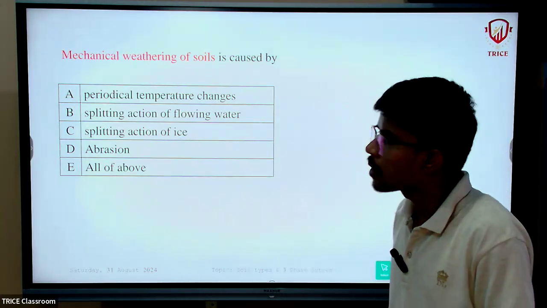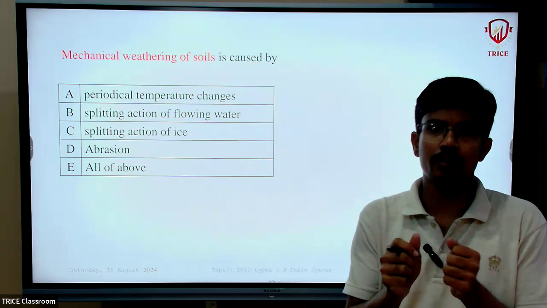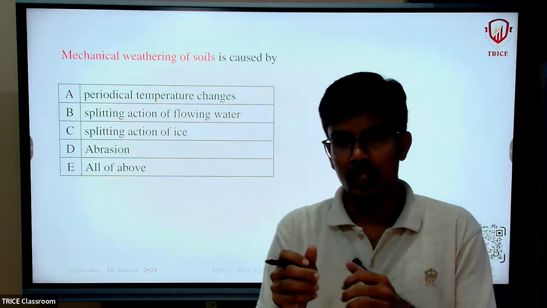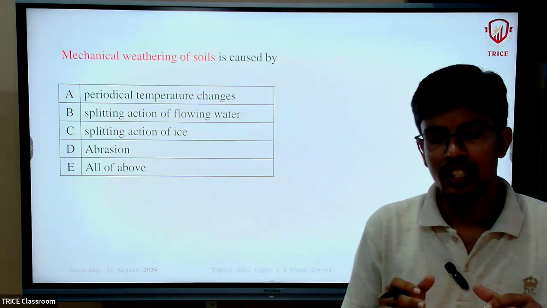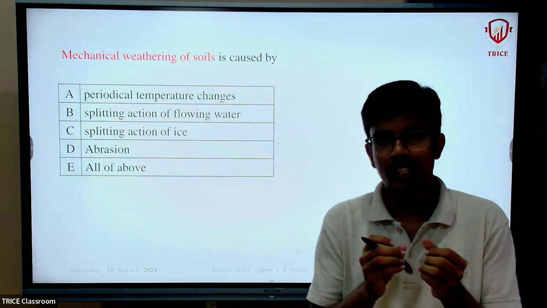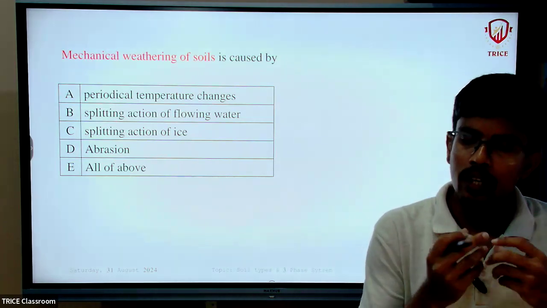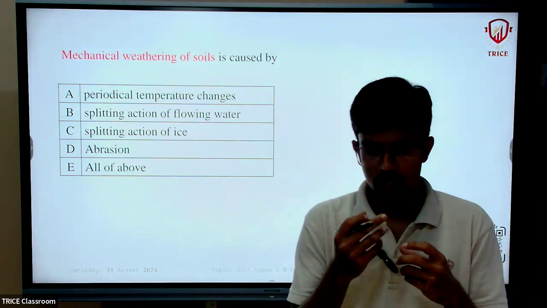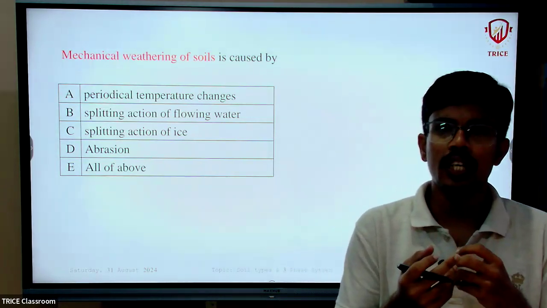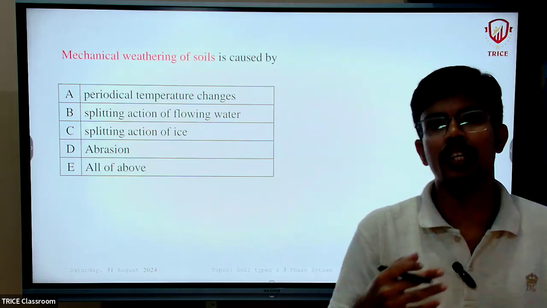Okay, then abrasion. Abrasion is nothing but rubbing action. Due to the movement of the soil particles, what happens? Particle to particle abrasion occurs. So starting from the angular shape to subangular to subrounded, we have various terms due to the weathering actions, right?